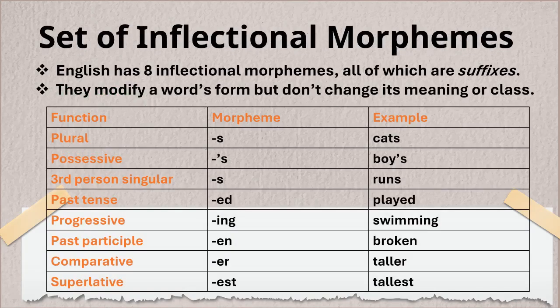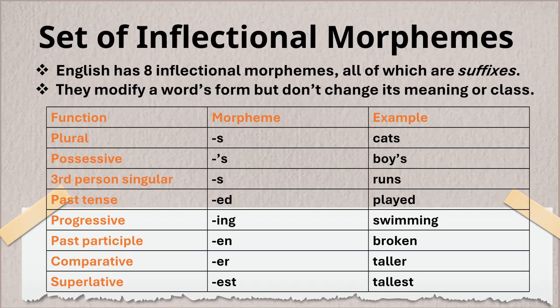English has 8 inflectional morphemes, and all of them are suffixes. They modify a word's form, but they don't change its meaning or grammatical class. Let's look at them one by one. The plural suffix s marks more than one, as in cats. The possessive suffix 's shows ownership, like in boy's. The third-person singular suffix s is used with verbs, such as runs.